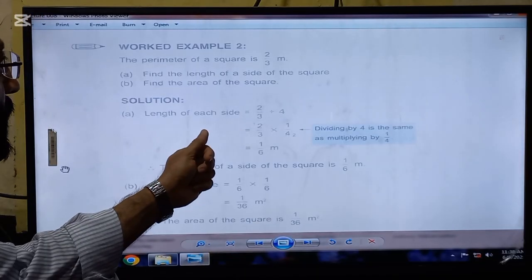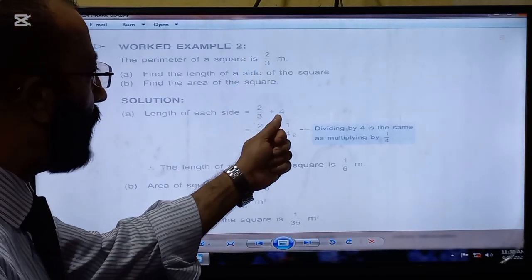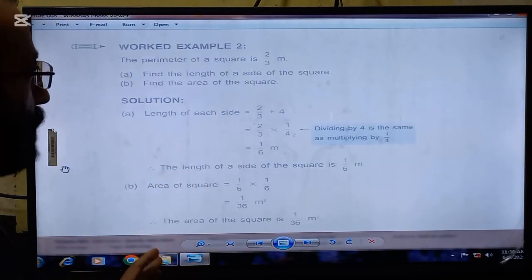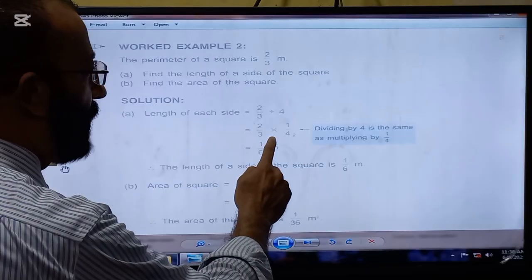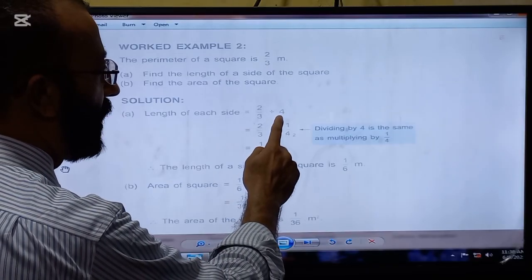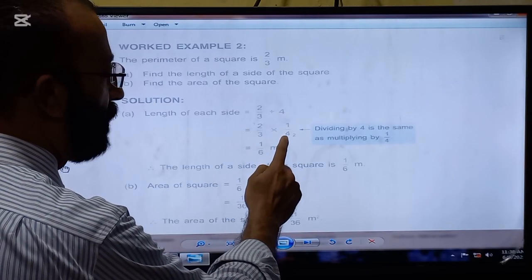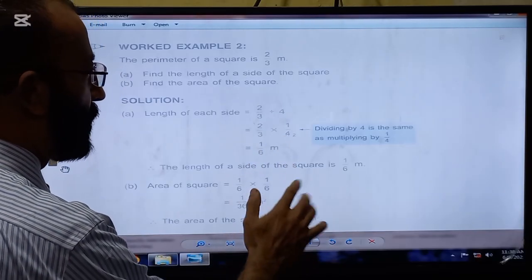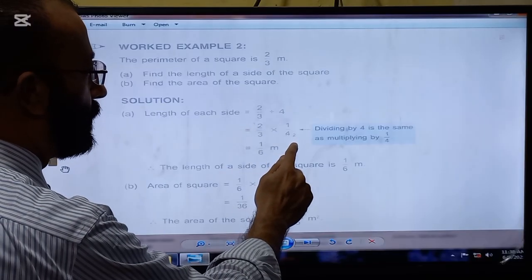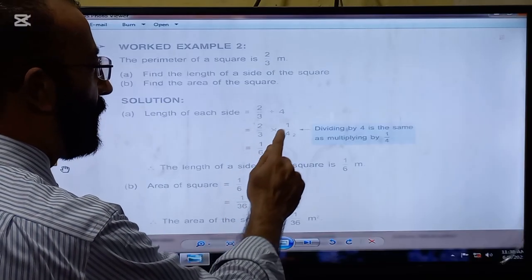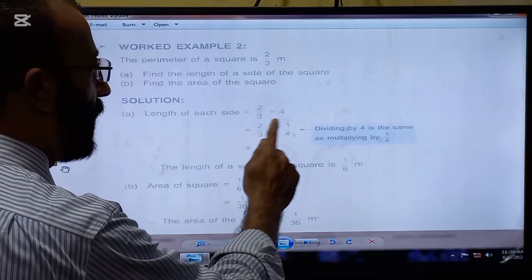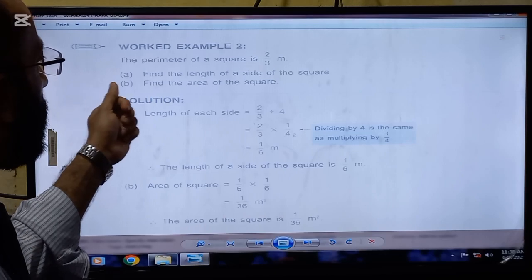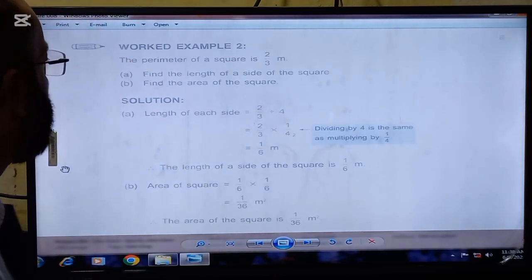Look now, the length of each side will be equal to 2 by 3 divided by 4. This is the technique. Okay, the rest of the question is the same. Now convert this division sign into multiply and take the reciprocal of the value after the division sign. So 4 will be 1 by 4 now. At this stage, cancel the values as much as possible. So 2 ones are 2, 2 twos are 4. Now multiply the numerator with the numerator and denominator with the denominator. So 1 ones are 1 and 3 twos are 6. So this is the length of each side. That is the answer of the first part.